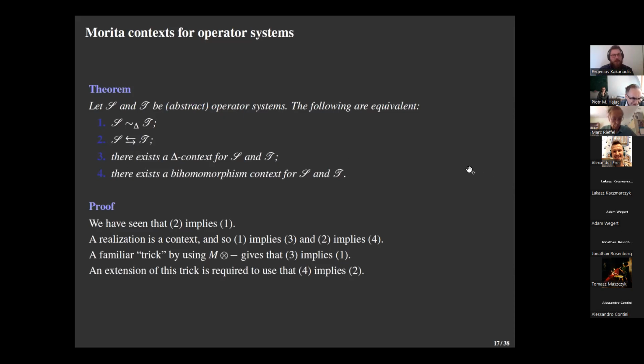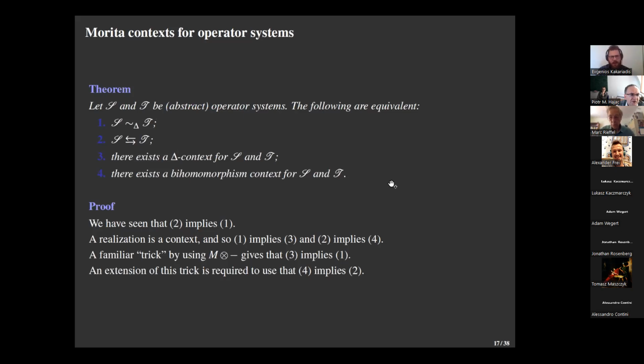Sorry, can you tell me one more time what number 2 means? Yes. So number 2 means that S and T have unital complete order embeddings in some B of H and B of K, so that the relations with a non-degenerate, concrete operator space X hold for their images.